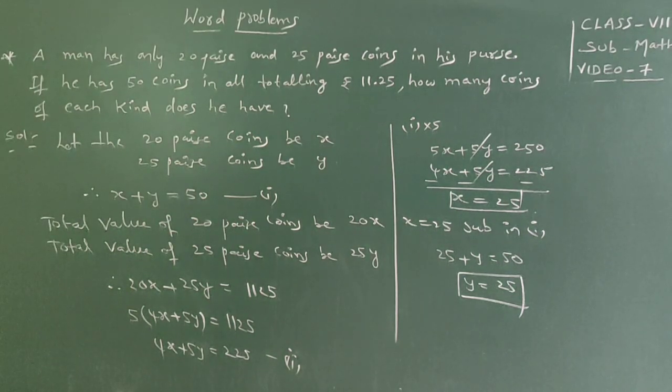So 4x plus 5y equal to 225 after simplification. First equation x plus y equal to 50, second equation 4x plus 5y equal to 225. For elimination, first equation we multiply with 5, then we will get 5x plus 5y equal to 250, 4x plus 5y equal to 225, subtraction. After subtraction x equal to 25 and y equal to also 25. Each type of coins 25.